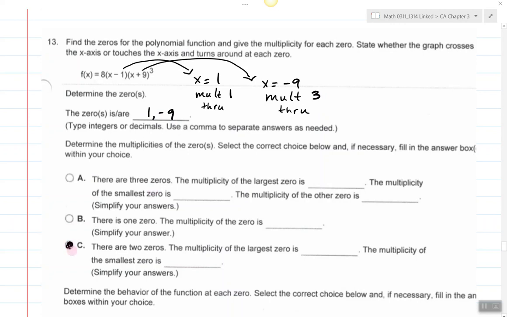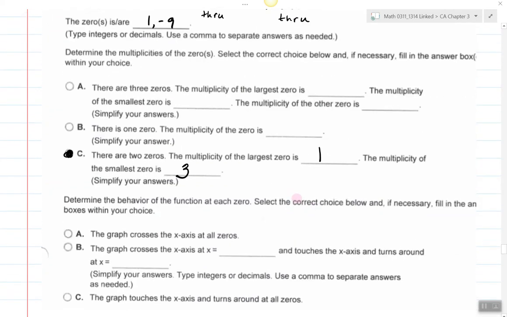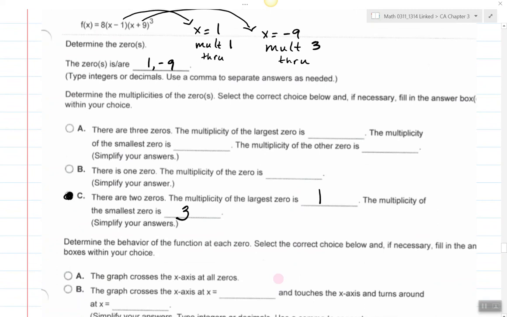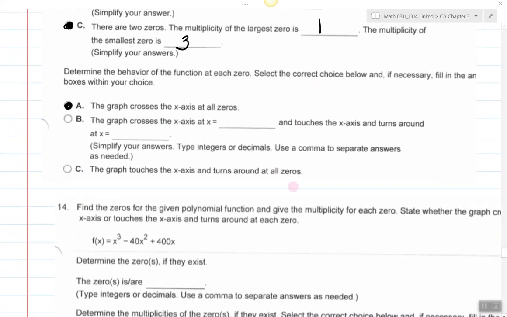There are only two zeros. The multiplicity of the largest zero, that's the 1, is 1. The multiplicity of the smallest zero, which is negative 9, smaller than positive 1, is 3. And so what's going to go on? It's going to go through here and it's going to go through here. It crosses at all of the zeros. Goes through.